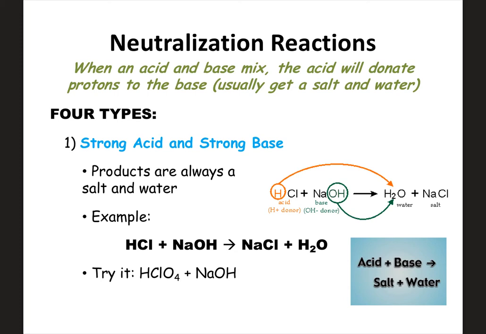The first type is when we have a strong acid reacting with a strong base. The products are always going to be a salt and water. In this first example, we have HCl, which is a strong acid, and NaOH, which is a strong base. Essentially, they're both compounds, so this is going to be a double replacement reaction. The Na is going to be with the Cl on the product side, and the H is going to be with the OH and form water. So your products here are a salt and water.